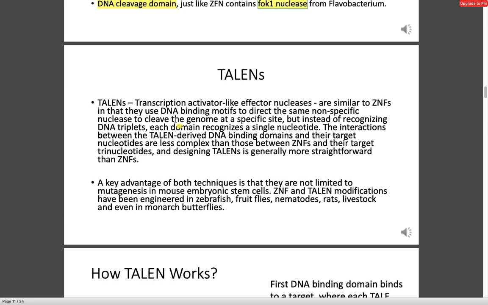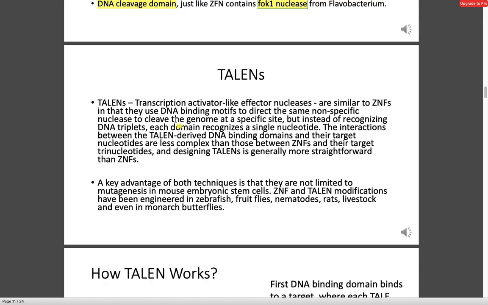Okay, triple nucleotide. And then the interaction between TALEN-derived DNA binding domain and their target nucleotide are less complex than those between ZF, sebab dia tak works in dimer compared to ZFN. Okay, alright. And their target trinucleotide and designing TALEN is generally more straightforward rather than ZF. So apa beza dengan ZF kat sini lah.